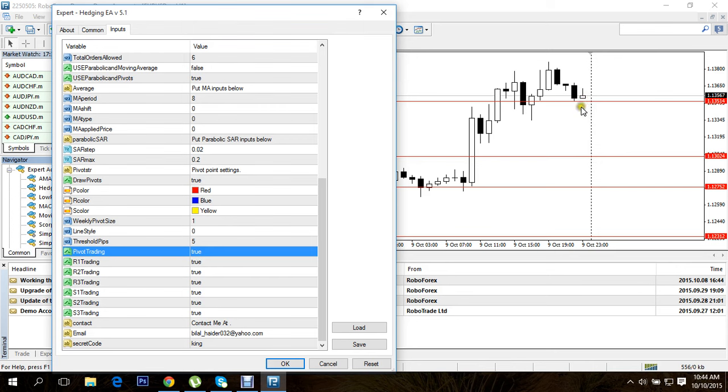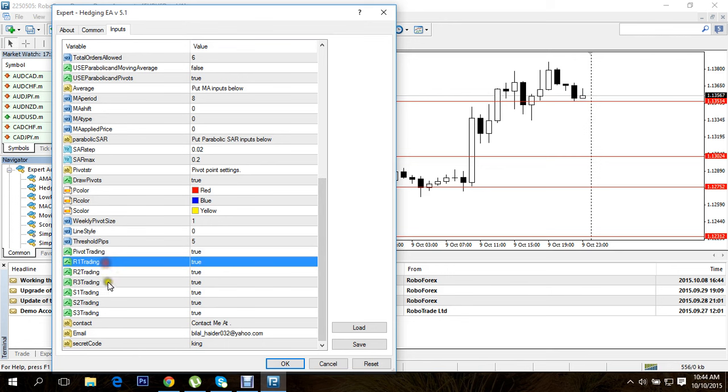And if the price is below that pivot point and at least 5 pips below that pivot point, and the parabolic SAR is above the current price, then it is a signal for this EA to place a sell trade, okay? And it will start the hedging sequence right away by placing a sell trade and the pending buy stop trade. And same for all these variables.